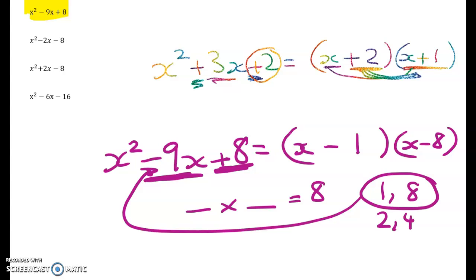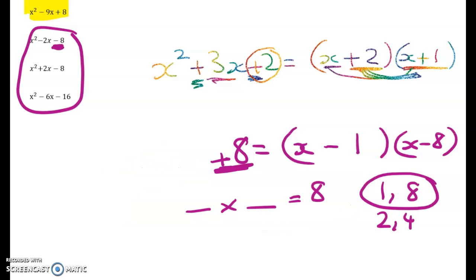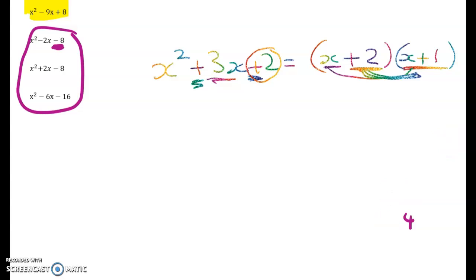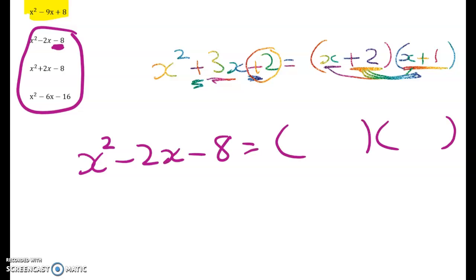Right, so the next 3 are harder ones. And they're harder because I end up with a negative sign at the end. And that means I have to think about the gap between two numbers. Right? And one of the numbers now is going to be positive and one's going to be negative. So x squared minus 2x minus 8. Well, we start off as usual like this. We can see that we want to have a negative 8 here. Two numbers that times to give me this. One must be negative and one must be positive.